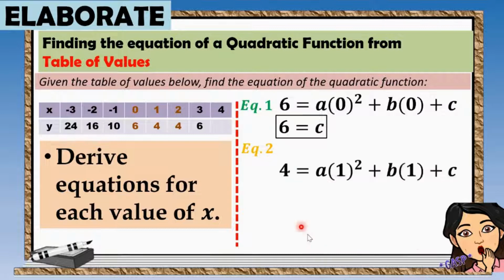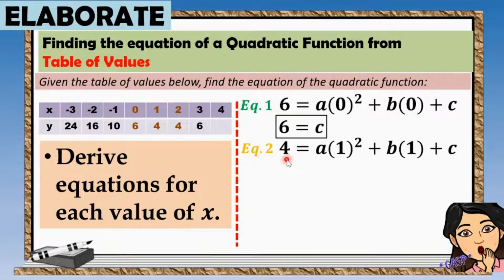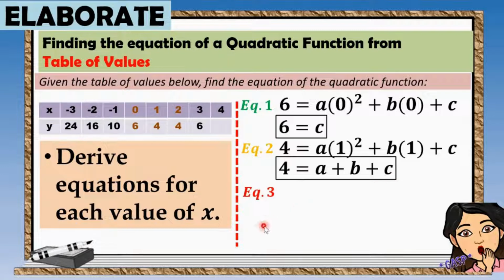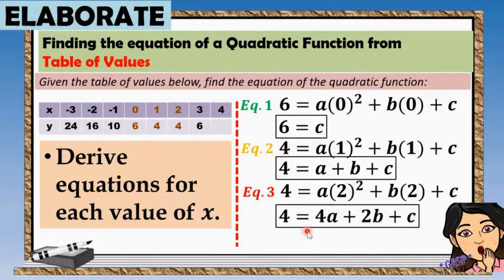For the equation 2, we get y equals 4 and x equals 1. Substitute lang. 4 equals a plus b plus c. Next, for equation 3, y is 4. X is 2, so substitute. 4 equals a times 2 squared plus b times 2 plus c. So we have 4 equals 4a plus 2b plus c.